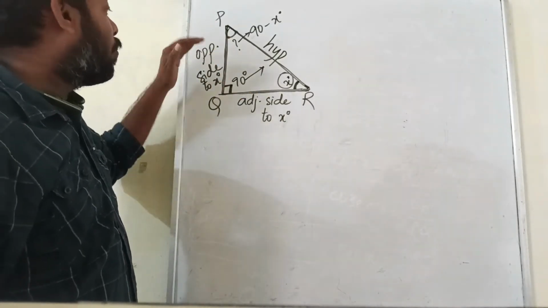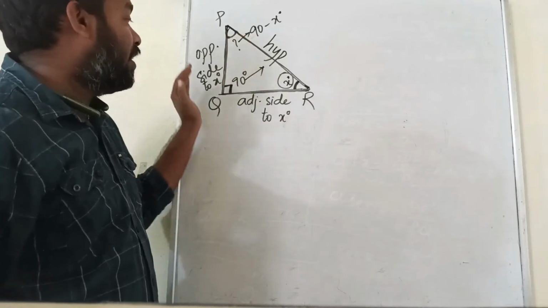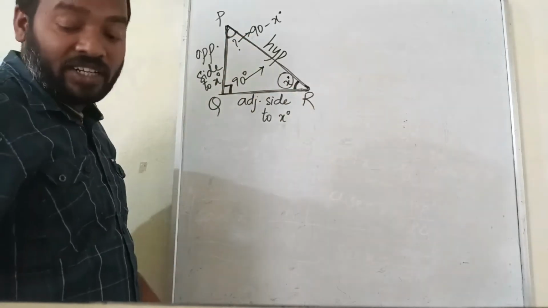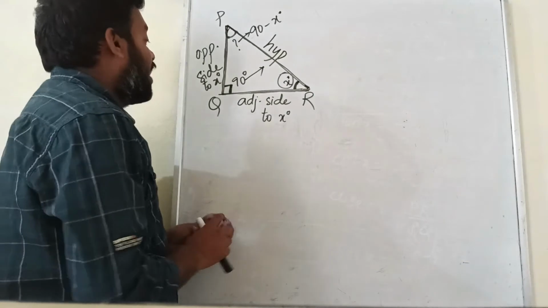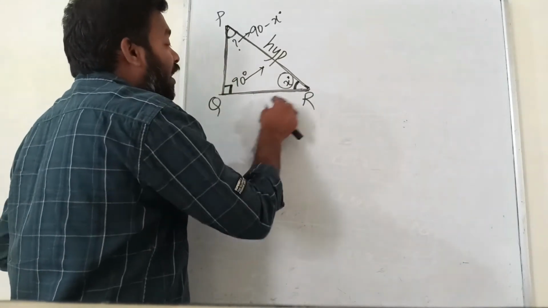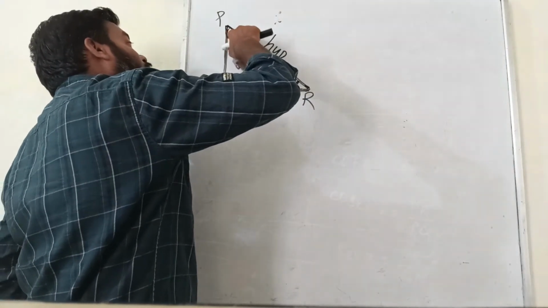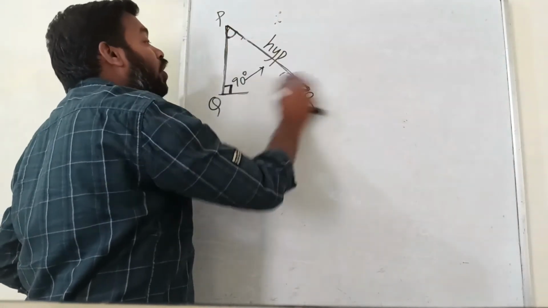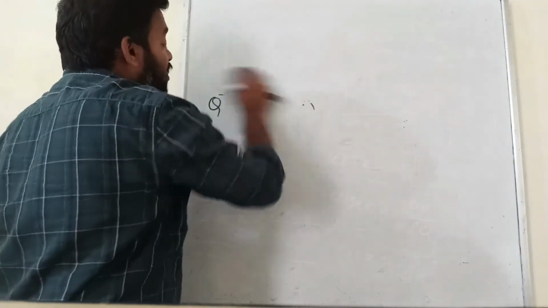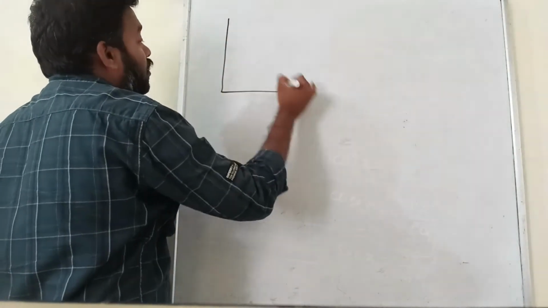the opposite side and adjacent side for that particular angle won't be the same as for x. So I am going to determine what is the adjacent side to 90 minus x and what is the opposite side to angle 90 minus x. Let us take that again.